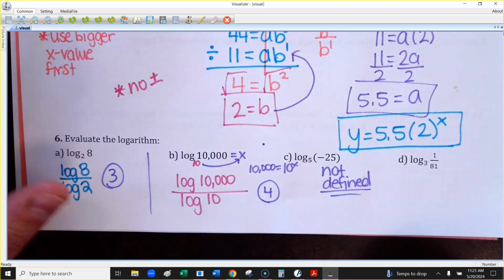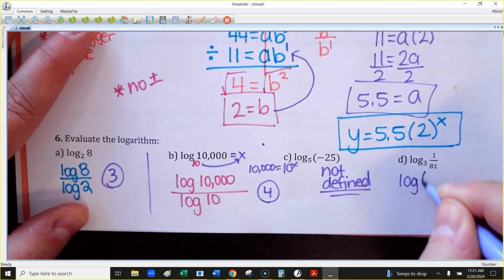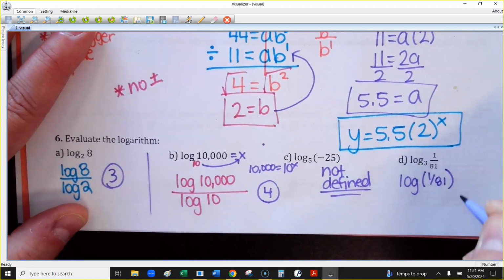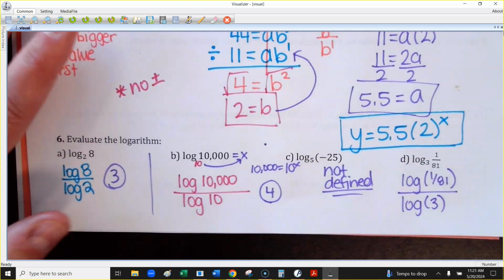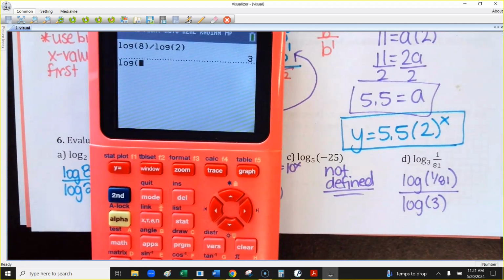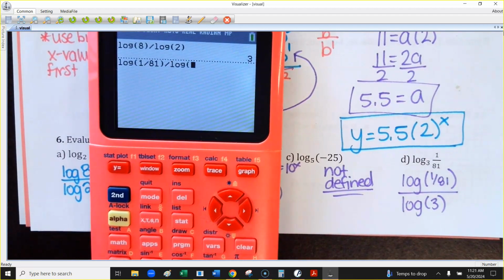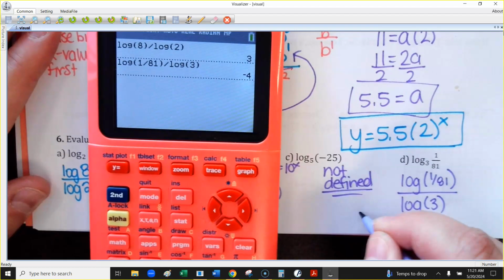This last one, it's the log of 1 over 81. I would just use a little division key if I was typing this into the calculator. So 1 over 81 divided by log 3. Just make sure you close the parentheses after that first one. You really don't have to do it after the second, but you should type the log button 2 separate times, and this ends up being -4.